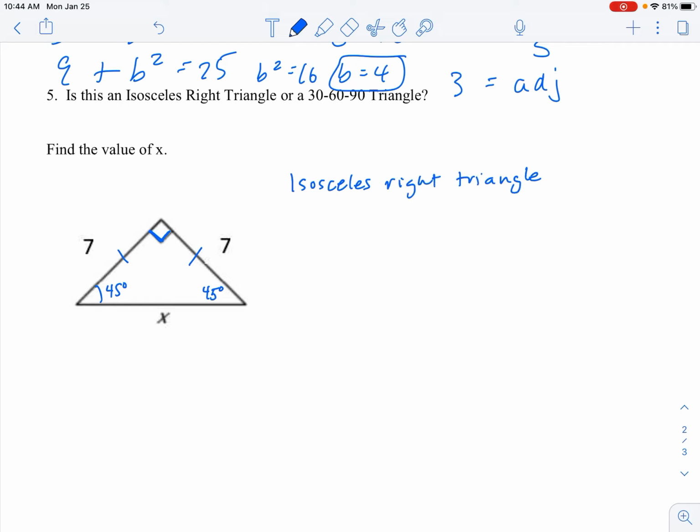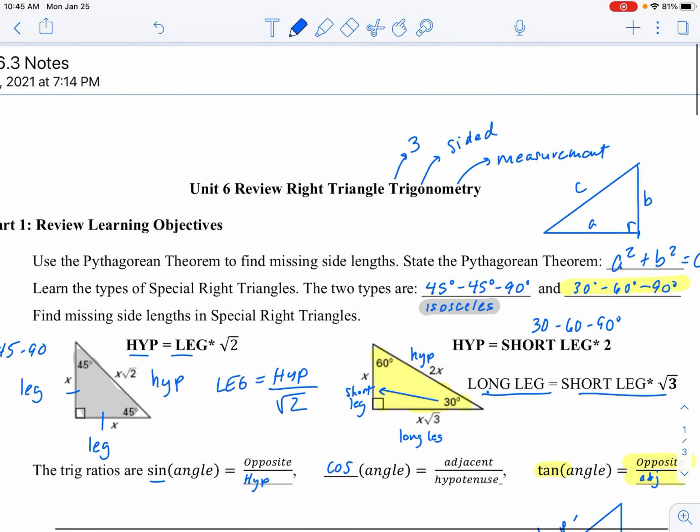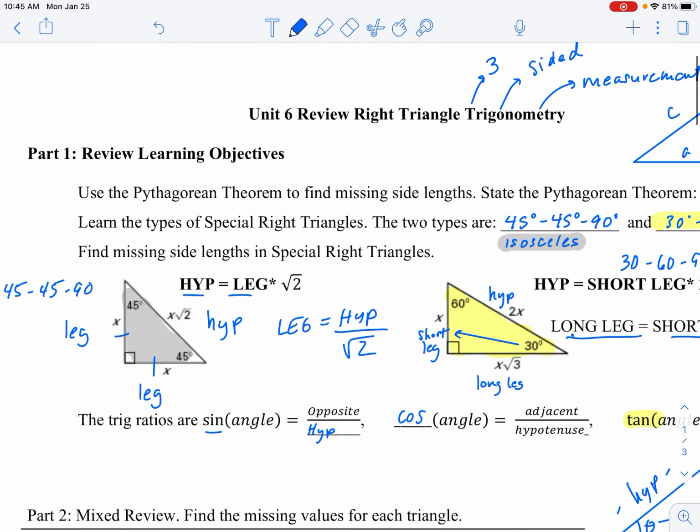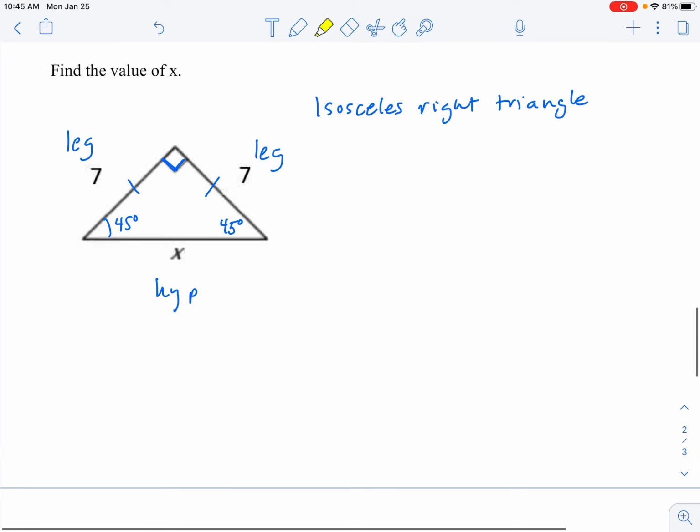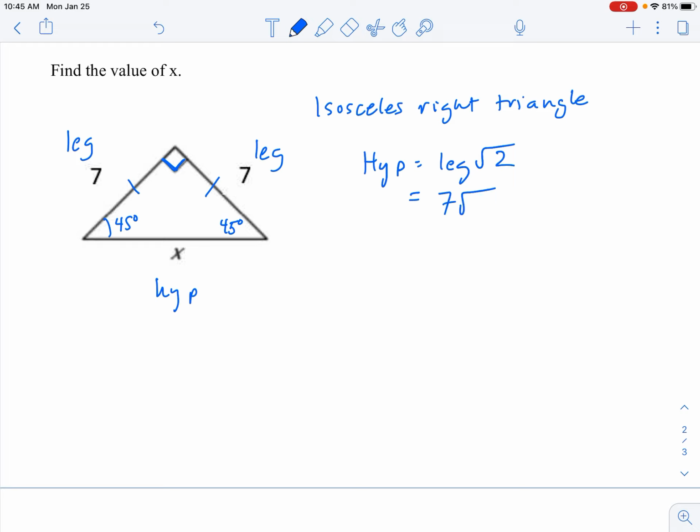I could find x in two different ways. One way I could do it is to label the legs and the hypotenuse and then go back to my formulas. Here we see that the hypotenuse equals the leg times the square root of 2 for a 45, 45, 90. So that formula is really just a shortcut. Hypotenuse equals leg times the square root of 2, 7 times the square root of 2. What if I didn't remember that formula? I could go back to the Pythagorean theorem. I've got my legs, 7.